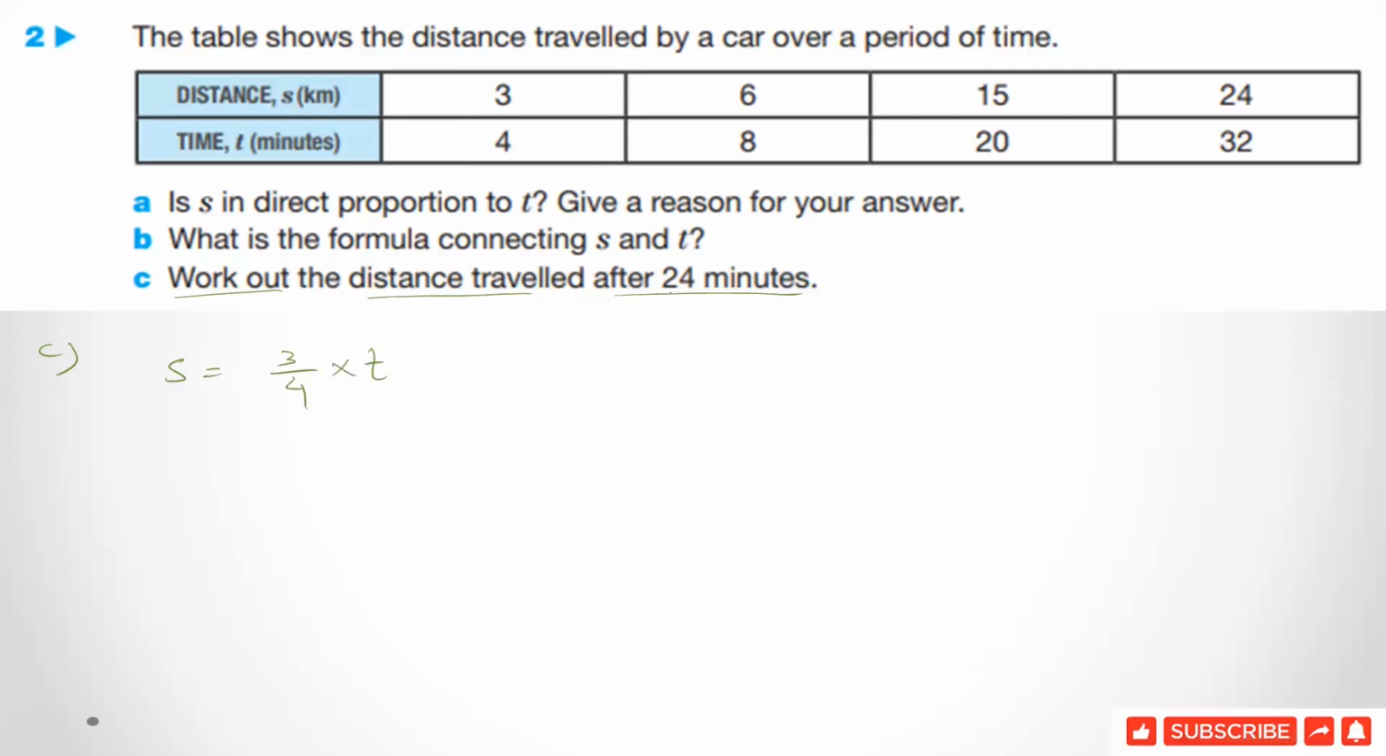We are given 24 minutes. So what do we get? S is equal to 3 by 4 times 24. Now we simplify it. 4 times 1 is 4 and 4 times 6 is 24. So 3 times 6 equals 18. It means if the traveler is traveling for 24 minutes with the same speed, they will cover 18 kilometers.